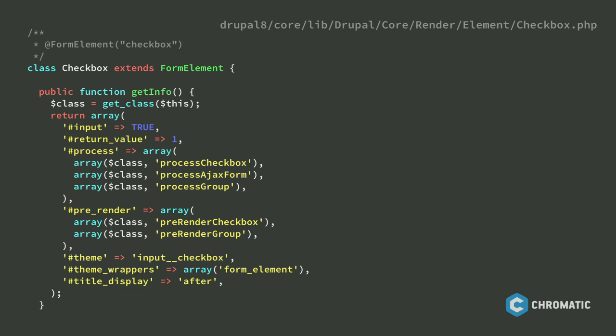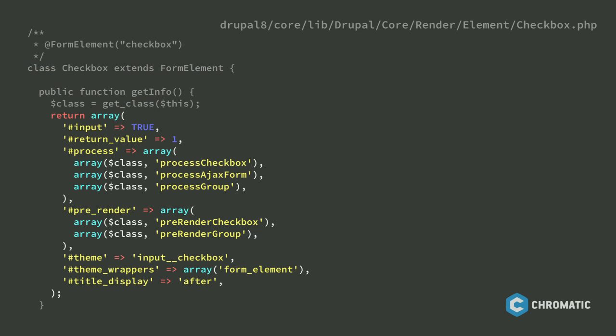So let's take a look at an example of the definition of a render element in Drupal 8. So here's the checkbox render element in Drupal 8. And there's a few things to notice here. First off, it's actually object-oriented. This is because render elements have been moved to the plugin system in Drupal 8. In Drupal 7, you would use hook element info. Most info hooks were moved to the plugin system. So here is the checkbox render element built with the plugin system.